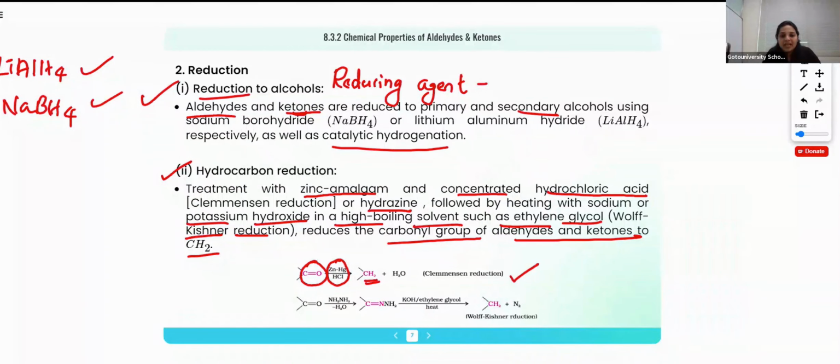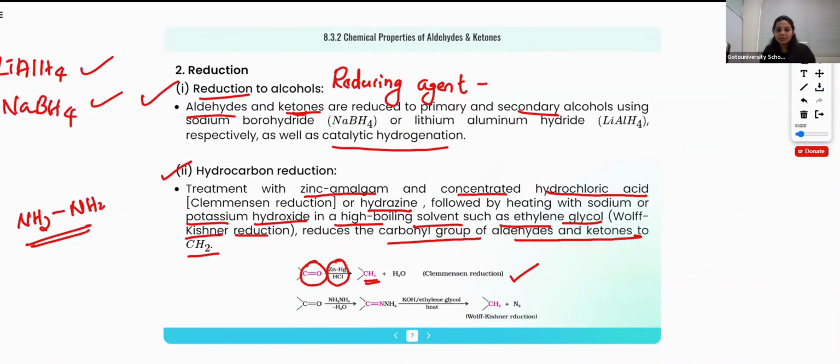Next one. If you are using hydrazine, see, both the reactions are the same. But what is the difference? Here the reagent we are using is zinc amalgam and HCl. Here we are using hydrazine. Hydrazine means NH2NH2. That is hydrazine. So if you are using zinc amalgam and HCl, that is Clemmensen's reduction. If you are using hydrazine, that is called a Wolff-Kishner reduction.